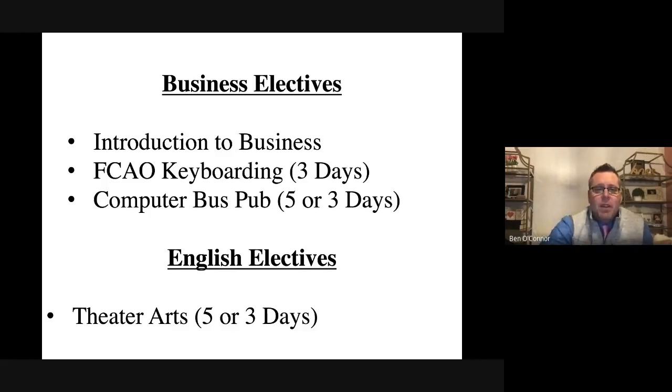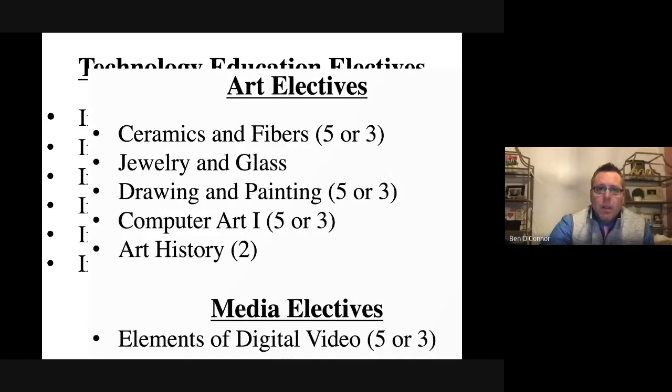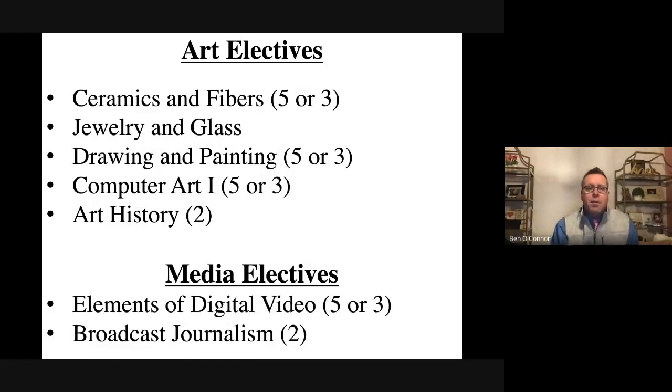English electives, we have theater arts that can be offered 5 or 3. We do have a lot of technology classes, everything from intro to tech systems down through graphics and a couple different engineering classes with robotic engineering and computer animated drawing / engineering. The intro to materials class listed, that is half wood shop and half metal shop. So art electives, we have ceramics and fibers, jewelry and glass, drawing and painting, computer art, art history, and you can see in parentheses the classes that are offered every day or for 3 days. And we do have a couple media electives open to freshmen, the elements of digital video and broadcast journalism.